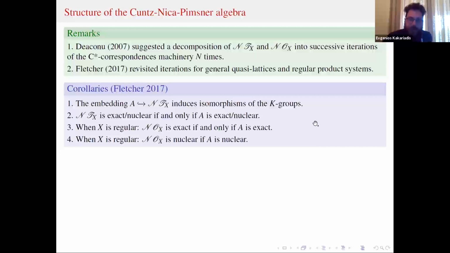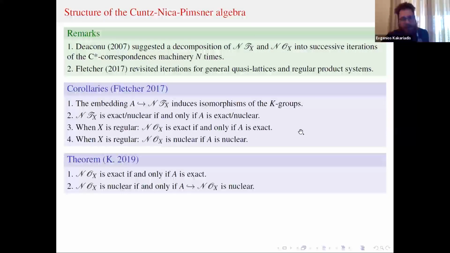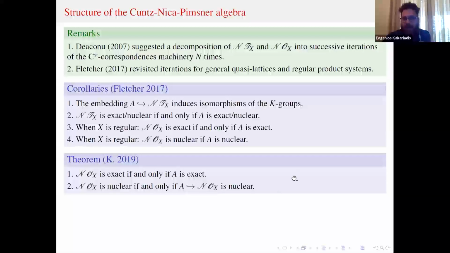Last year or a couple of years ago, I was interested in that question, in analogy to what Katsura does. The result that we can now achieve without using the decomposition is that we can show that NO_X is exact if and only if A is exact. Okay, this is not something really difficult. But what requires a little bit more effort is to show that NO_X is nuclear if and only if the embedding of A in NO_X is nuclear.